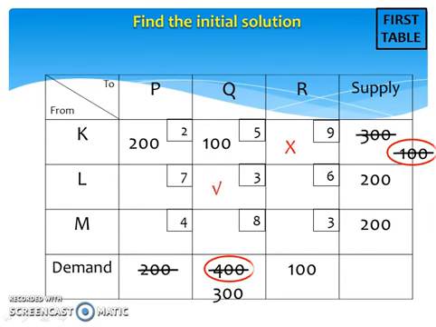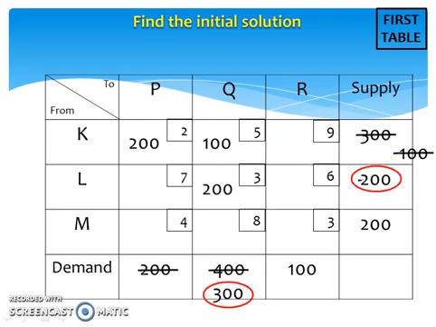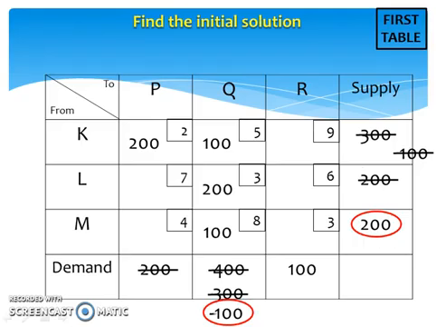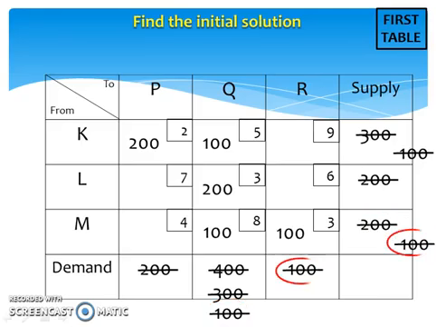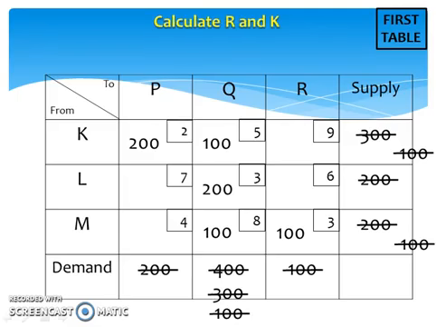And then we need to repeat the process until we reach the last square and until all supply and demand are satisfied. After we have found the initial solution, we need to proceed to finding the optimal solution. The first thing to do in finding the optimal solution is to calculate R and K. R's are values for the rows, while K's are values for the columns. We need to calculate all R's and K's.